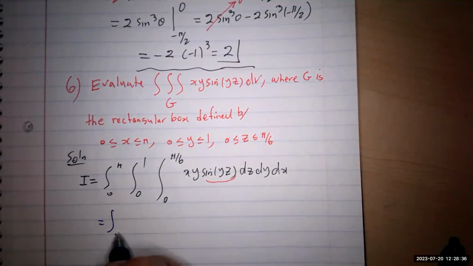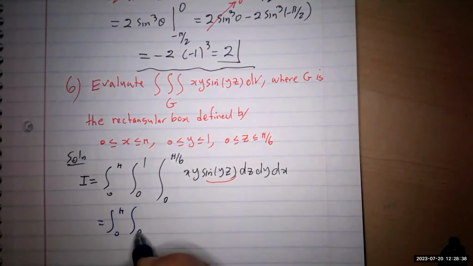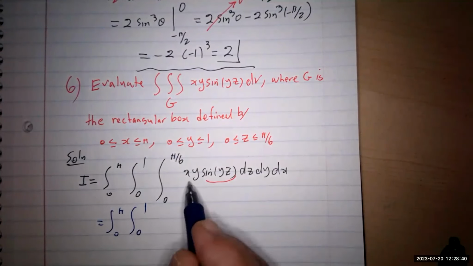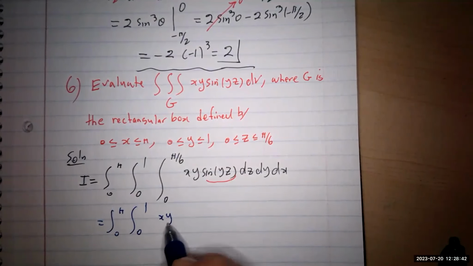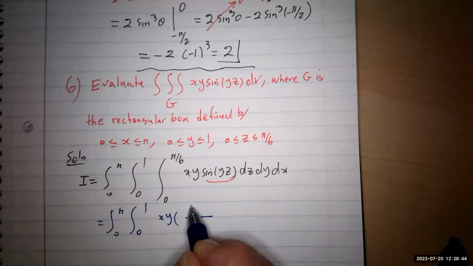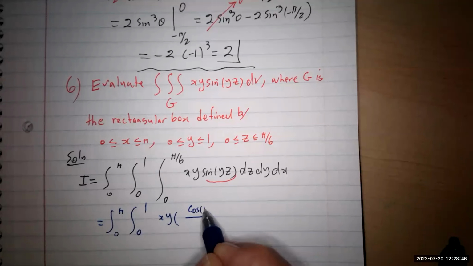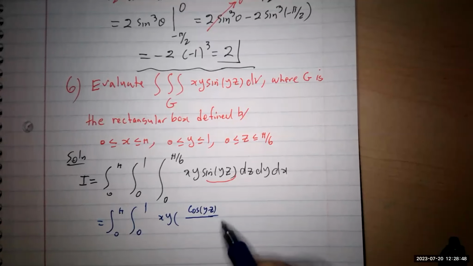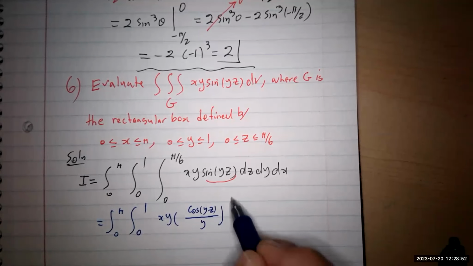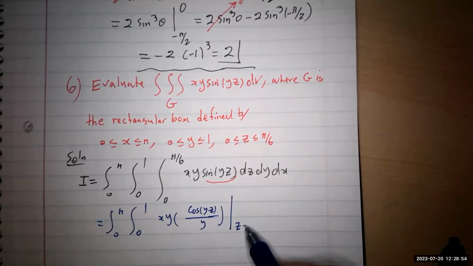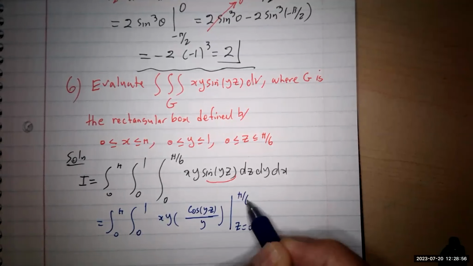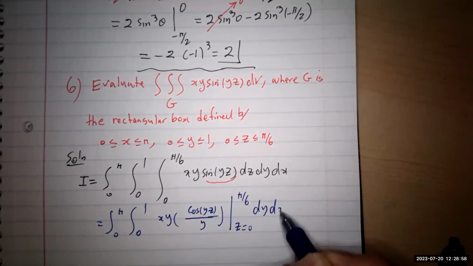So it's going to be 0 to pi, 0 to 1. So that would be xy as is. Integral of a sine is cosine, and you have to multiply by u prime. So this would be y. Then z goes from 0 to pi/6. Any question? Then the dy dx.